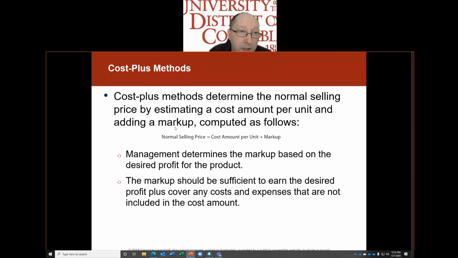A product cost plus method. When I sell a product, I take my cost per unit plus markup. Markup is the amount of profit I want to make on each product that I sell. So cost per unit plus markup equals my normal selling price using the cost plus method.